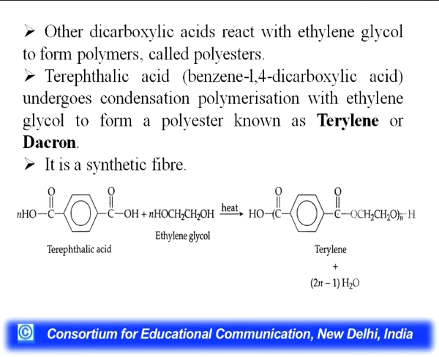Other dicarboxylic acids react with ethylene glycol to form polymers, or you can say polyesters. How it gives the polyester, you can see in the next reaction. Terephthalic acid, what is that? It is benzene 1,4-dicarboxylic acid, which undergoes condensation polymerization.